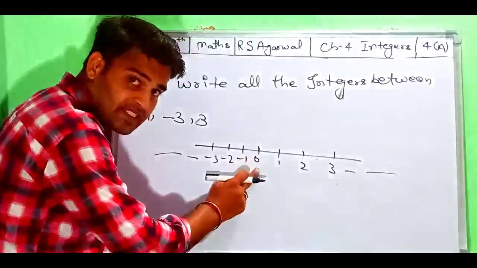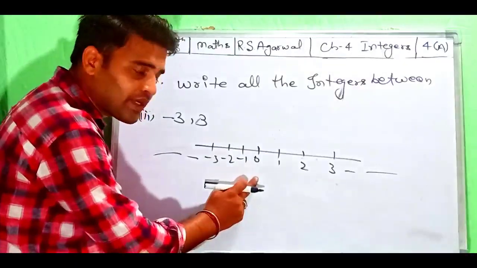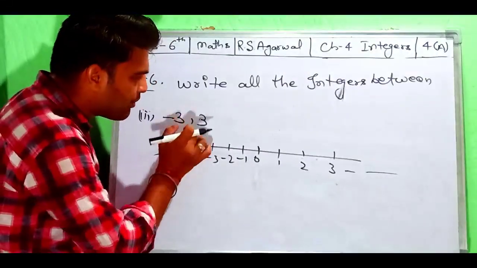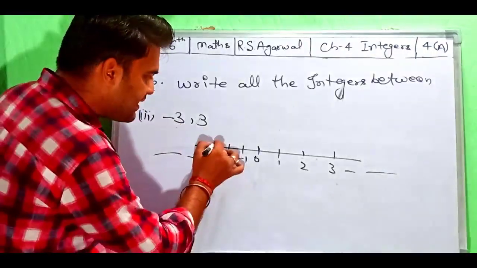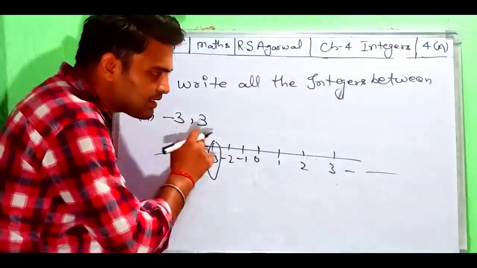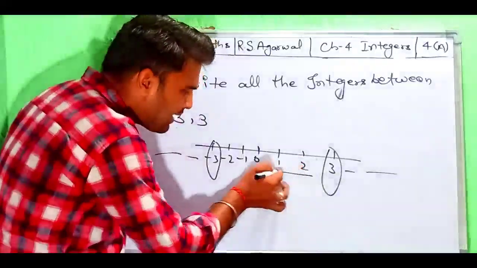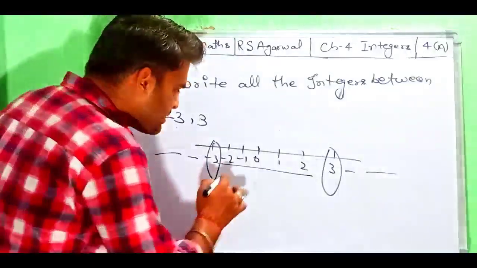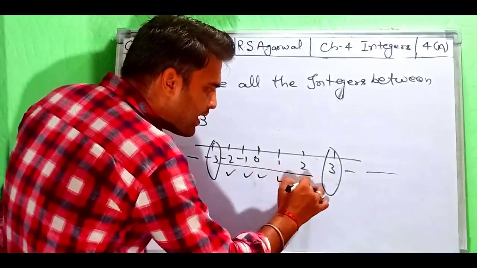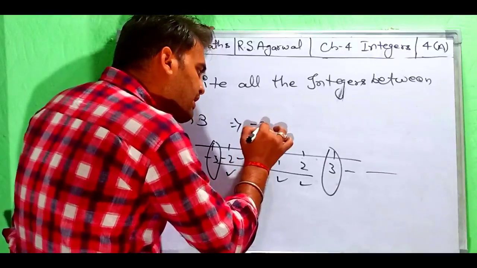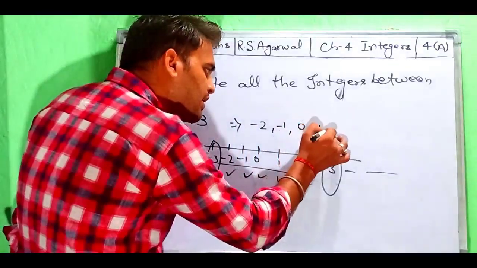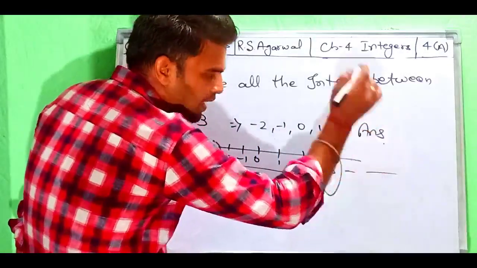For that, first take the 0. Okay, now check your number. Here is the -3, and here is the 3. Take the integers in the middle: -2, -1, 0, 1 and 2. Then what is the answer? -2, -1, 0, 1 and 2. And this is the answer.